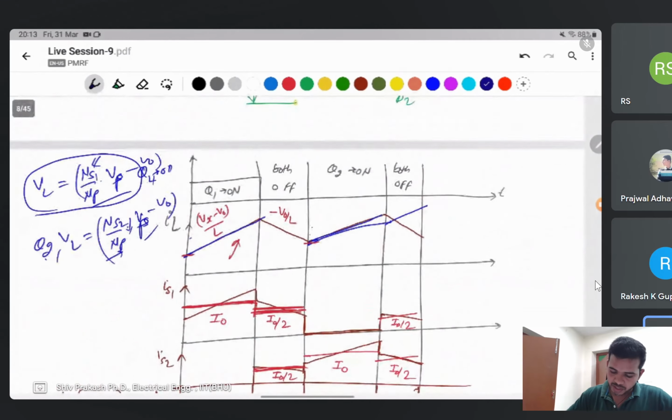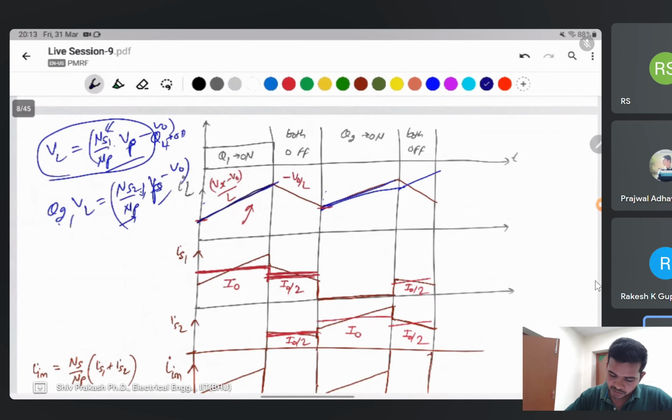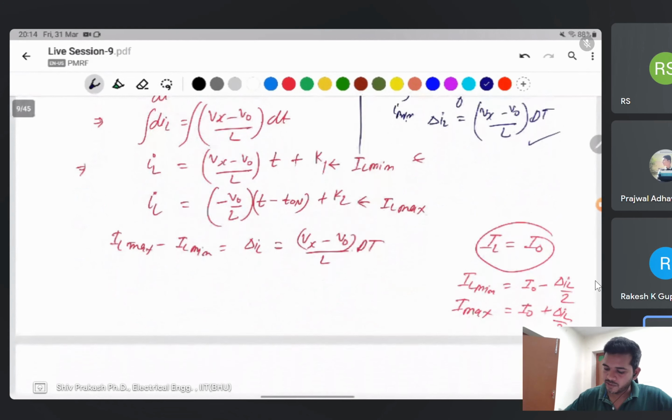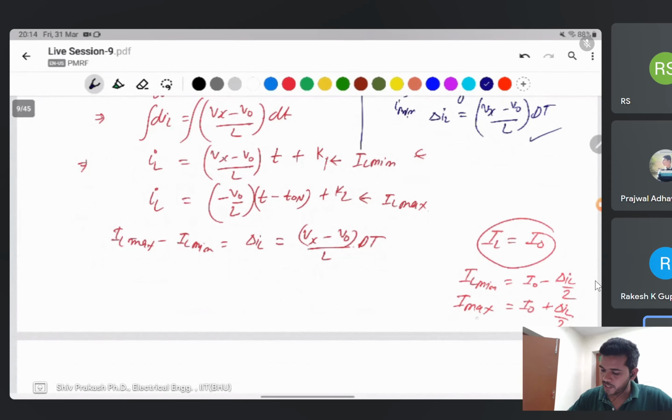At that time, current flows from minimum to maximum, and the slope occurs when the switch is on. This one is the on time. In this case, this one is I minimum, this one is I maximum. If you integrate from I minimum to I maximum, you find delta IL. Delta IL is (Vx minus V naught) divided by L into T on. You can find from here delta IL, and IL maximum and IL minimum.